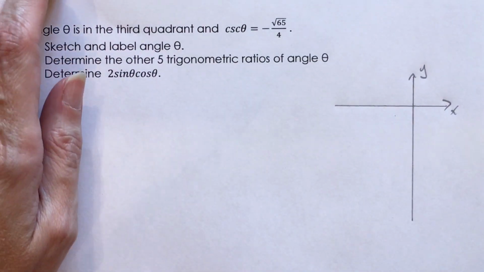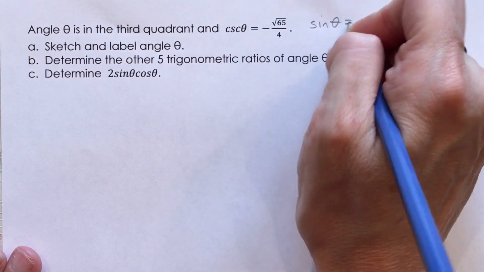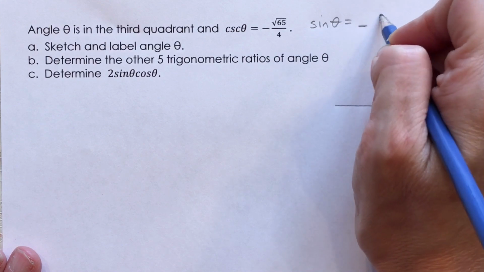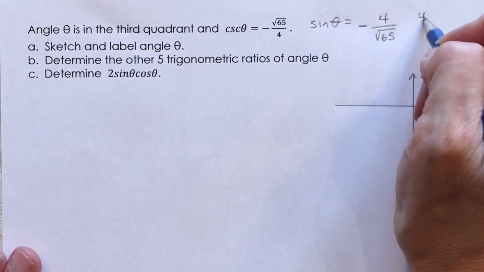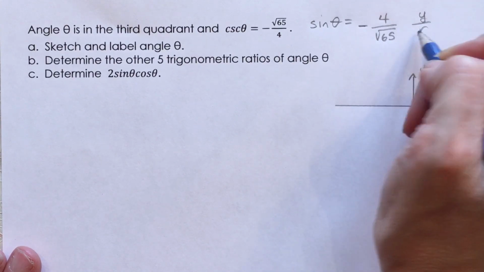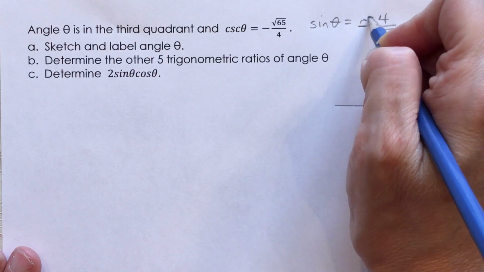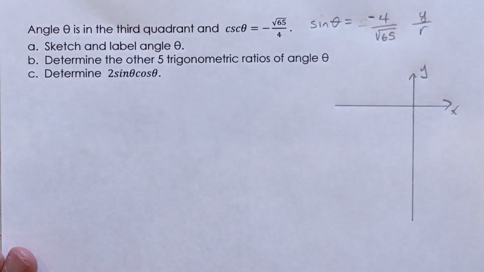And they're telling us the cosecant, which also tells us the sine of theta. And it says it's negative, so sine is going to be negative 4 over root 65. But we know that sine is y over r, and r is always positive. So that means this negative must go with the 4. The y value must be negative, since r is always positive.